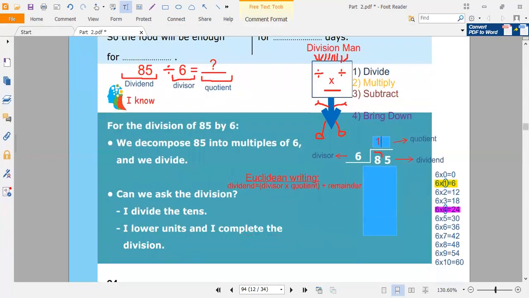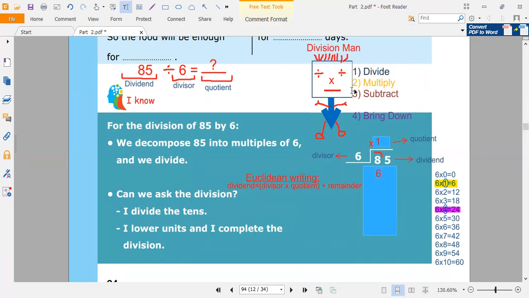So now the second step, what do we have to do, division man? We have to multiply like his nose. So we multiply the 1 by the divisor. 1 times 6 equals 6. So we write the answer under the 8.